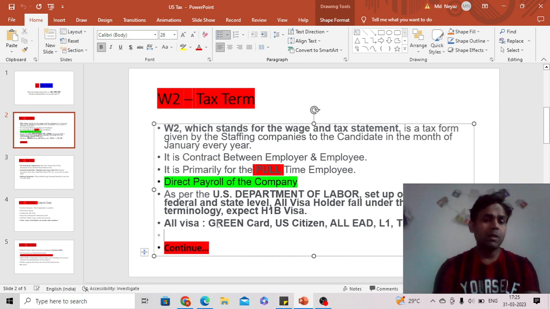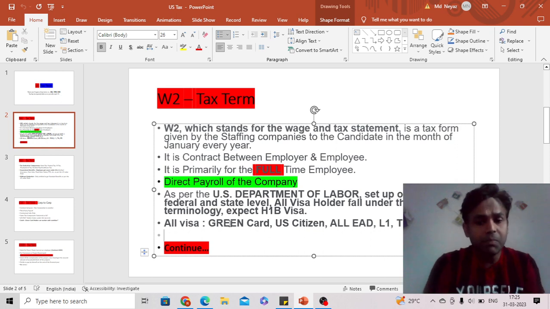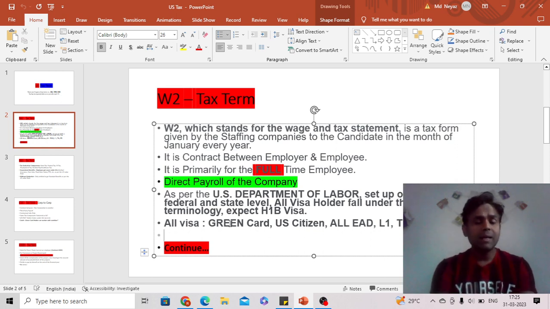The US Labor Department has given priority to all visas, but 80% of employees are covered under green card and US citizen. They work under this because they do not need any sponsor. Green card holders and US citizens primarily fall under this tax term because they are full-time workers. They are direct employees, working directly with a company, not any intermediary or third party, right?